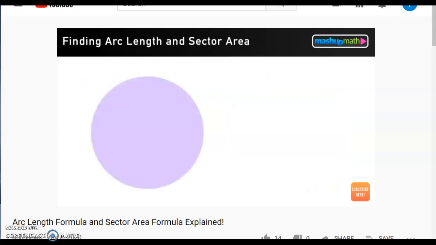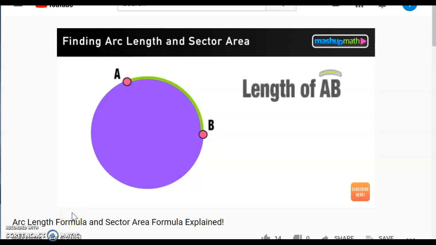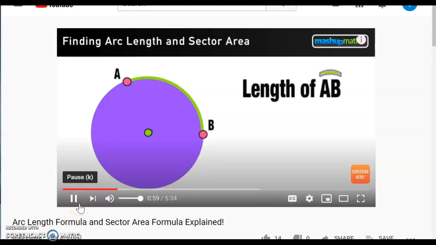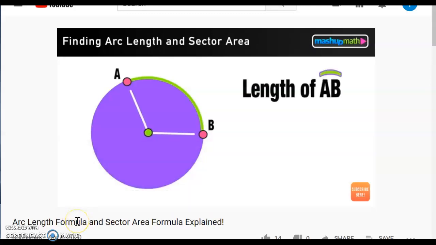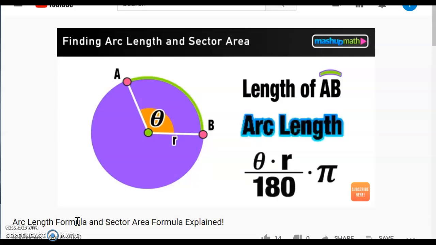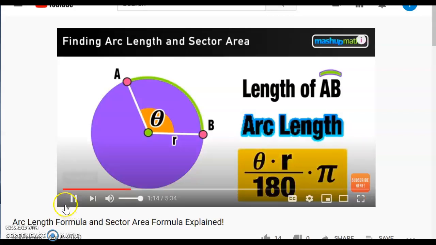Now, with those familiar circle properties in mind, let's go ahead and ask the question, what if we didn't want the whole circumference of a circle? What if we only wanted the length of a portion of it? In this case, we wanted the length of an arc AB. Now, if we know the length of the radius of the circle, and we also know the measure of the angle that intercepts the arc, in this case arc AB, we can use what's called the arc length formula to find the length of that arc AB.